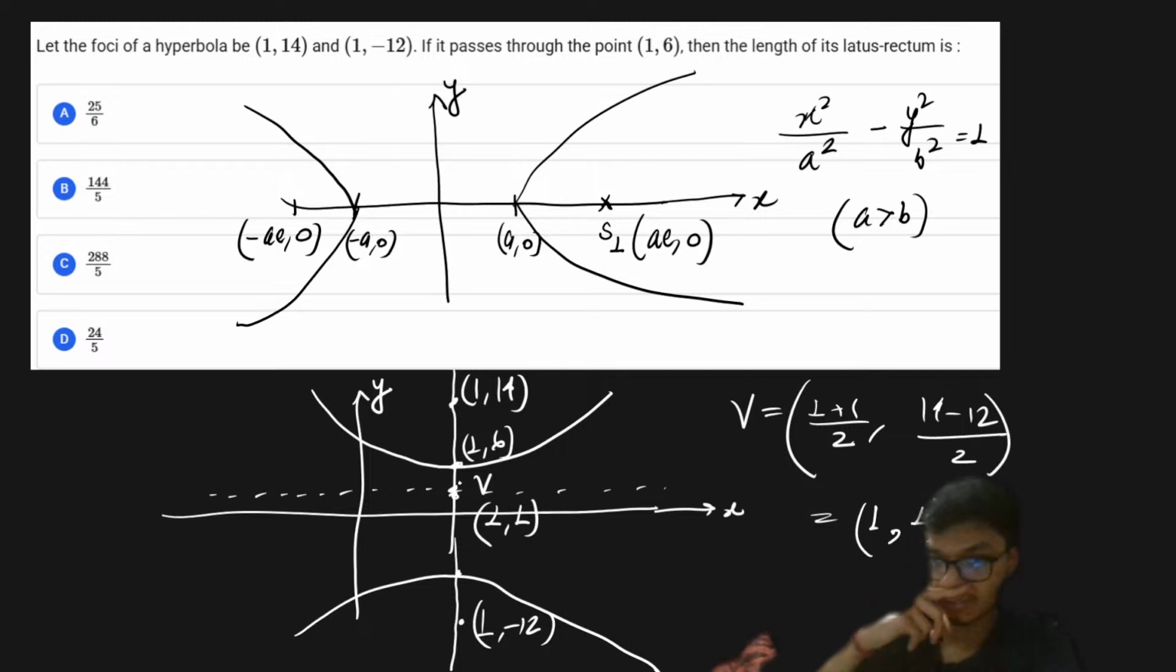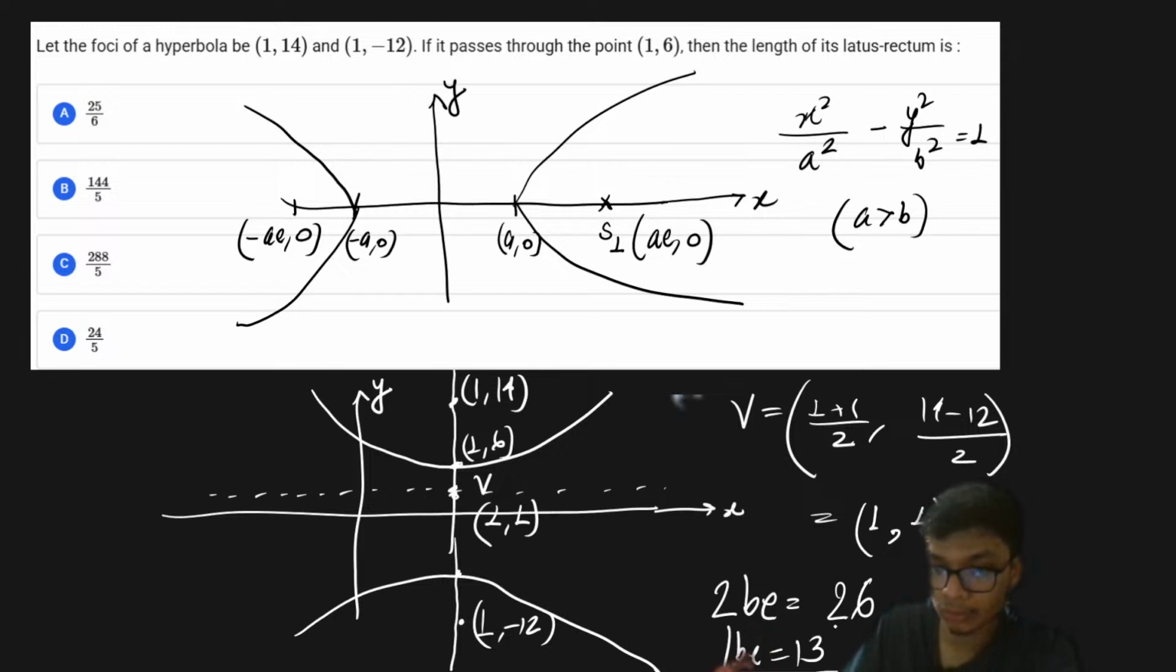Now our main task is to understand, in this case when the foci are given but the major axis is along the y axis, the distance between the foci is given as 2 times b into e, right? And this particular distance is given as 26, right? So from here you'll get the value of b equal to 13, right? So you have one more equation involving the value of b and the eccentricity, right?